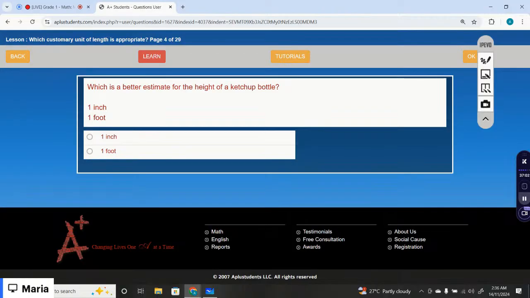Which is a better estimate for the height of the ketchup bottle? So now you have to see the height of the ketchup bottle, right? It must not be 1 inch, it must be 1 foot. The correct option is 1 foot.